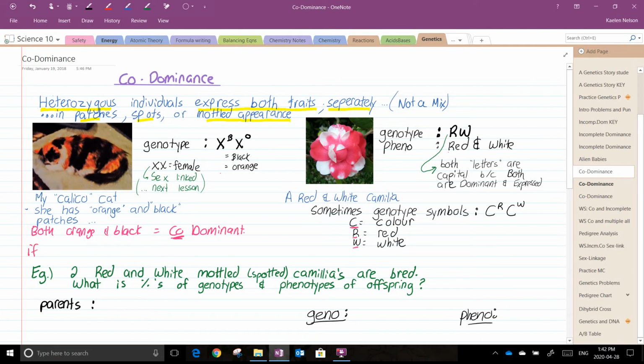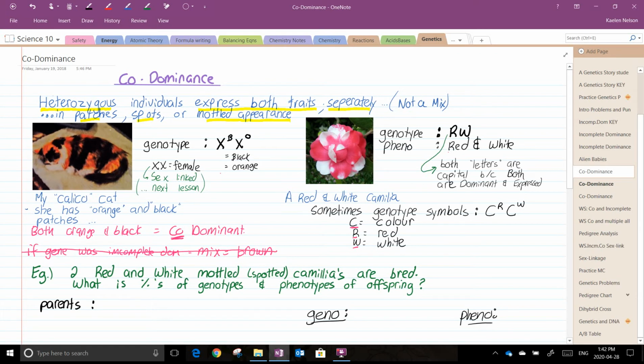Okay, if the gene was incomplete dominance, like our previous lesson, you would end up with a mix of colors, and a mix of orange and black in this case would likely be brown. Okay, as we can see, Calico's not brown. She's not an even color. She is definitely separate orange and black. So that is our clue that this is a codominant gene.